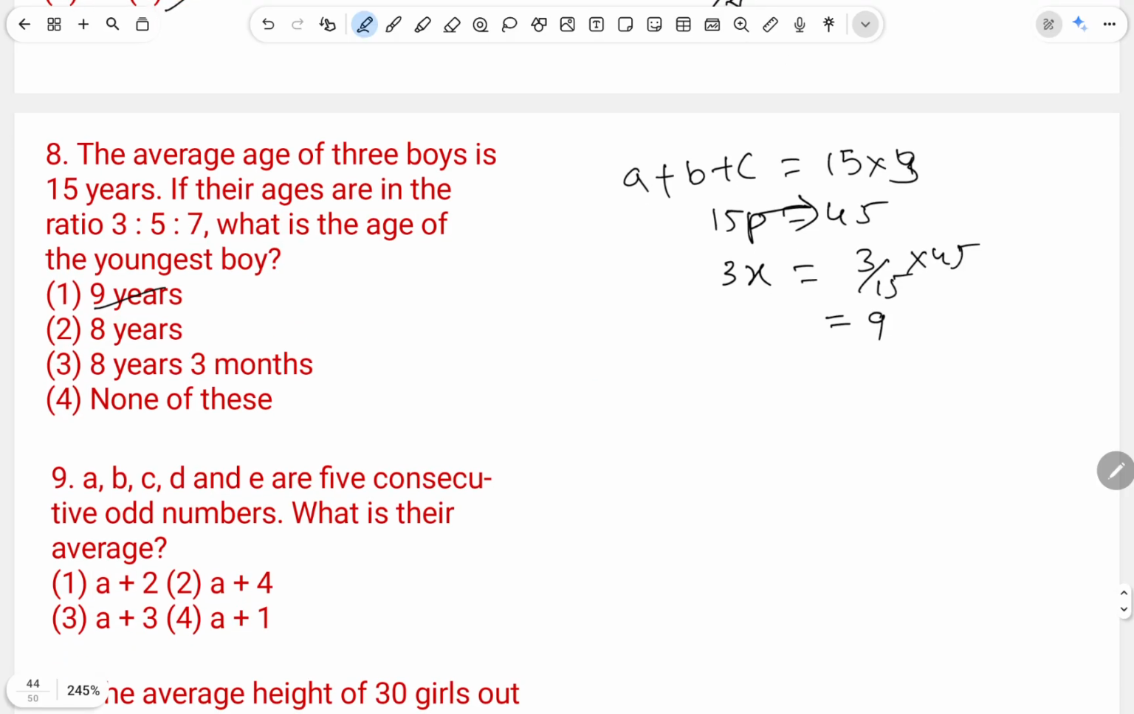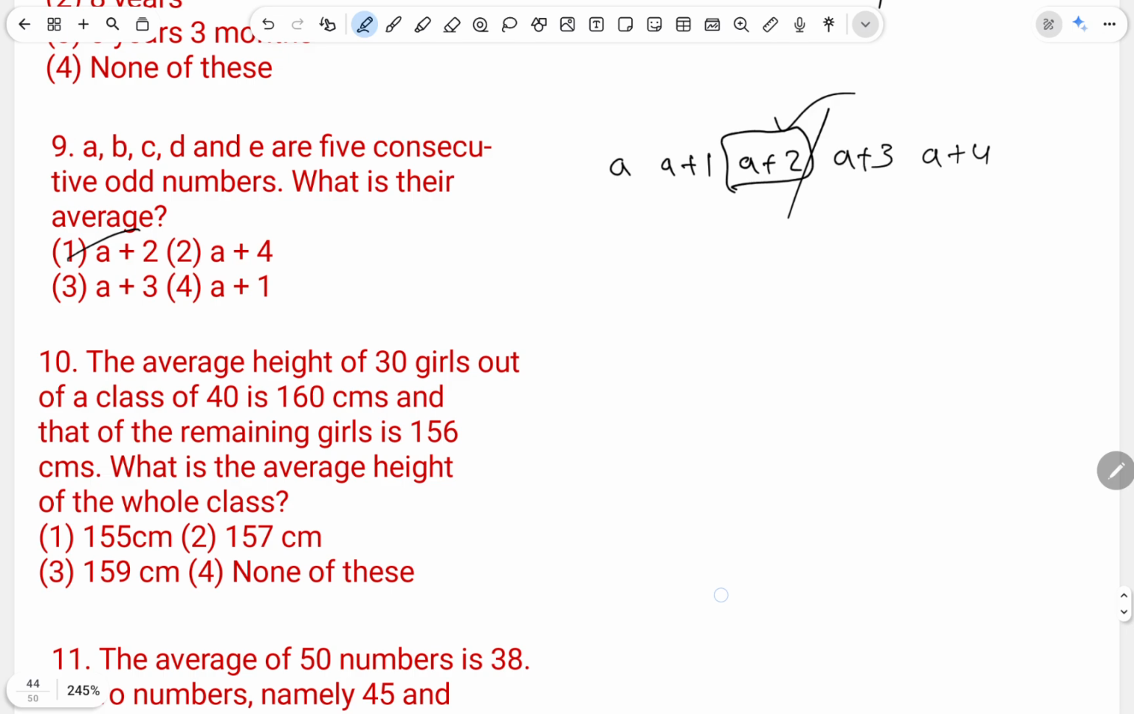A, B, C, D, E are 5 consecutive odd numbers. What is their average they are asking? If A, B, C, D, E are consecutive numbers, then B must be A plus 1, C must be A plus 2, D must be A plus 3, E must be A plus 4. The one who understands the concept till here will easily say the answer A plus 2, because the average of 5 consecutive numbers will be the middle one. Middle one is the third term.